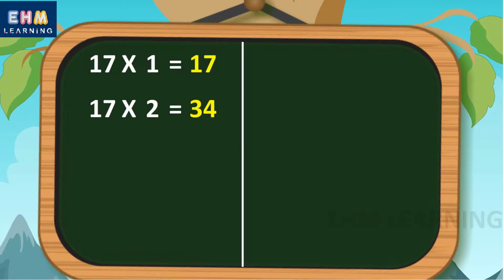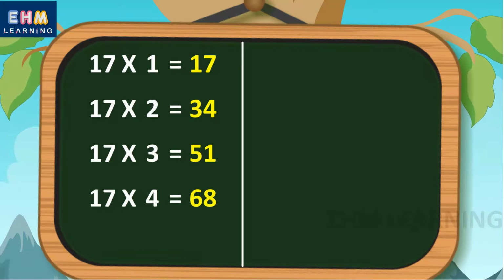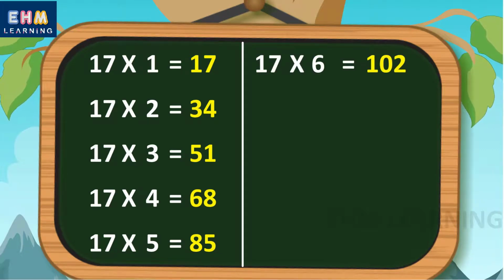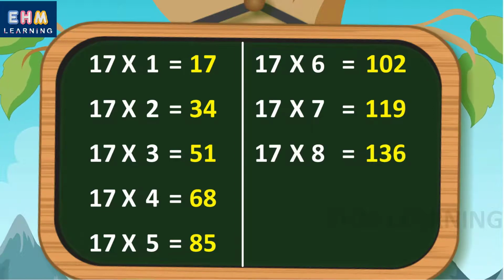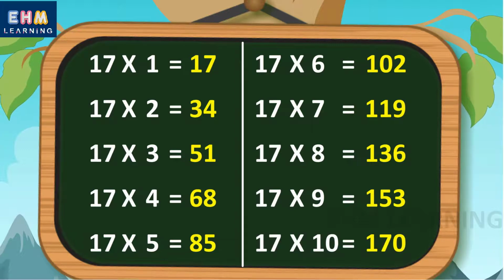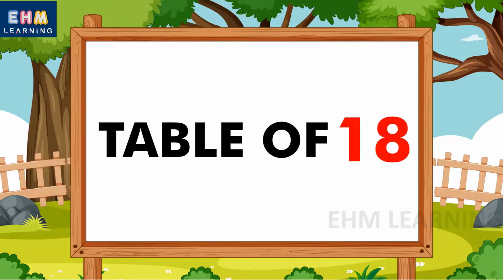17 ones are 17. 17 twos are 34. 17 threes are 51. 17 fours are 68. 17 fives are 85. 17 sixes are 102. 17 sevens are 119. 17 eights are 136. 17 nines are 153. 17 tens are 170. Table of 18.